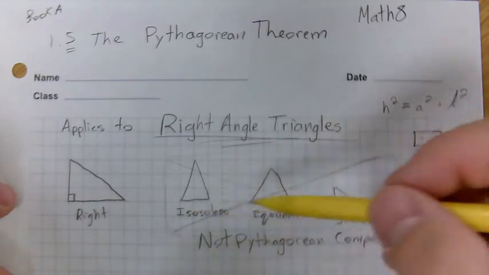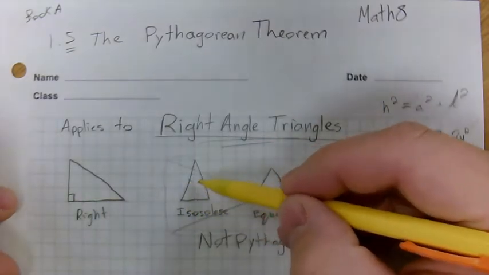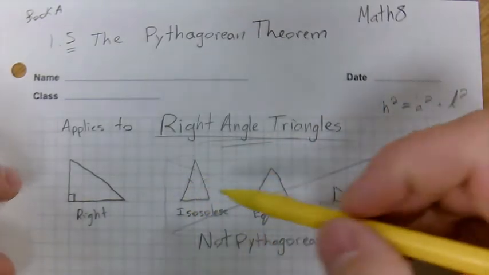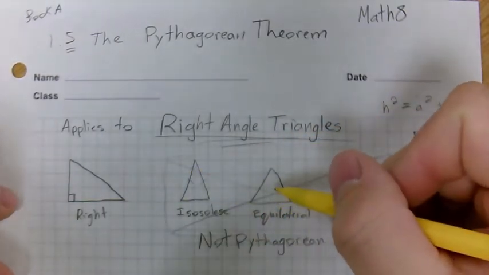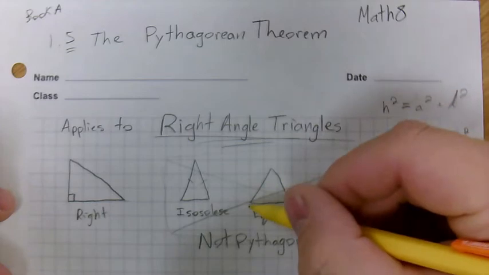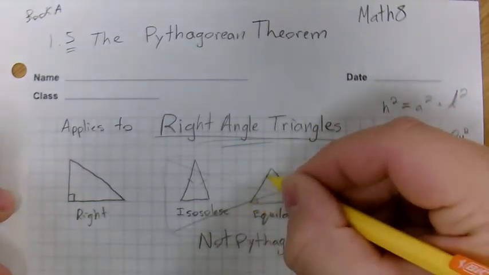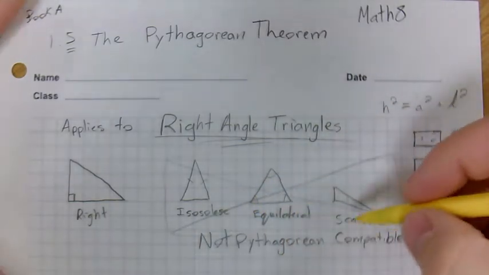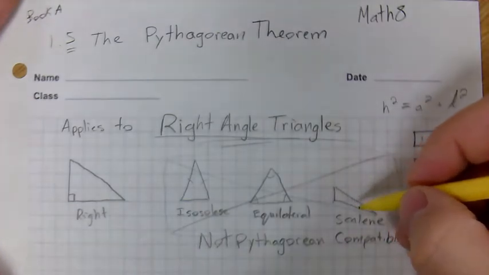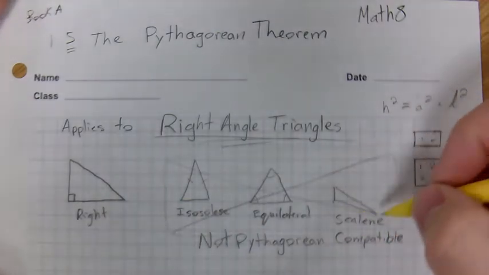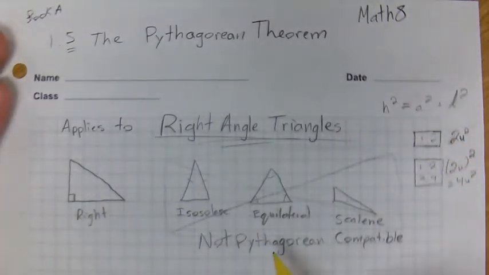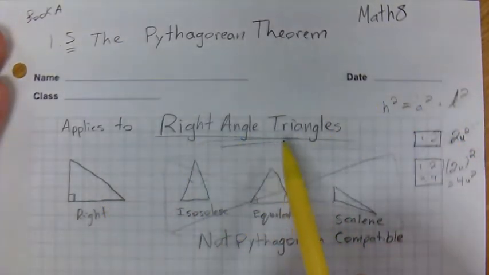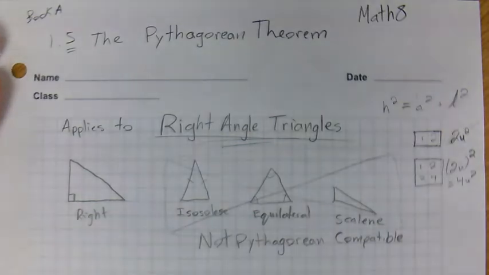Okay? It doesn't apply to the isosceles where two sides are equal length and one isn't, unless there's a right angle somewhere in there. It doesn't apply to equilateral triangles where each side is the same length, because in equilateral triangles these will always be 60-degree angles. And it doesn't apply to scalene triangles exactly, unless there is somewhere in there a right angle. So it is for when there are right triangles.